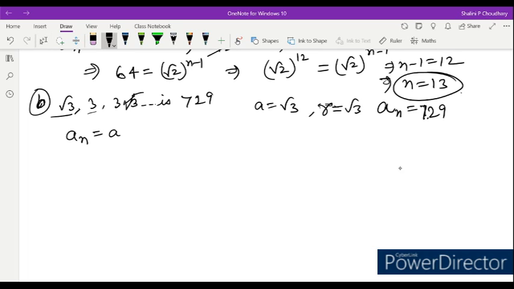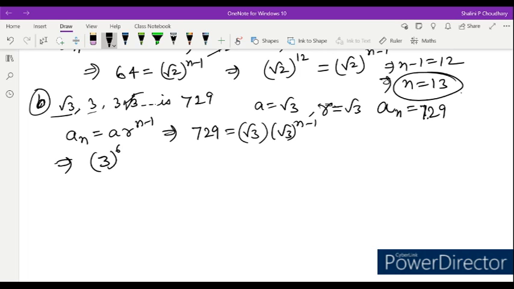An will be equal to a into r to the power n-1, and an is given, that is 729. A is given, that is √3, and r is also given, square root of 3, to the power n-1, and we have to find this. So 729 will be equal to, we can convert 729, that is 3 to the power 6.